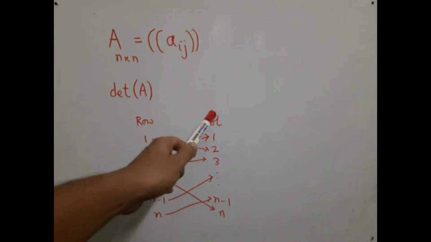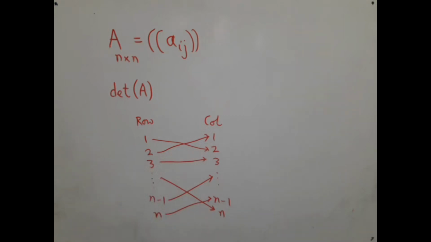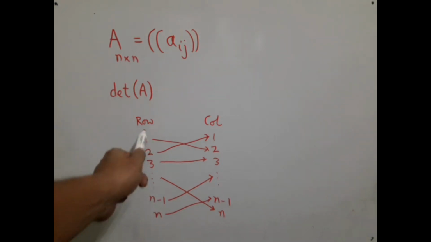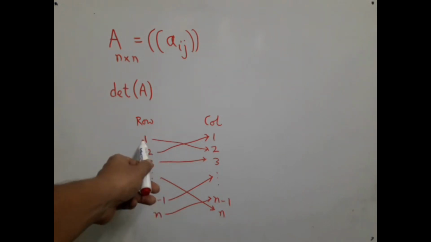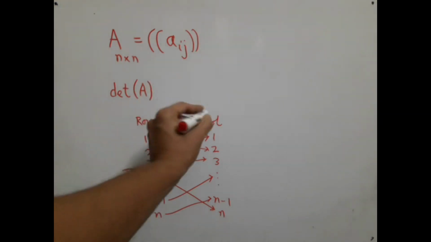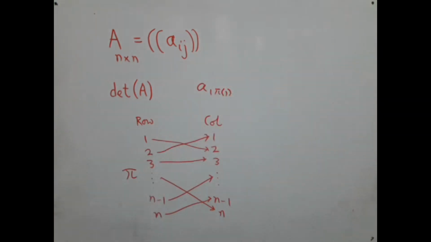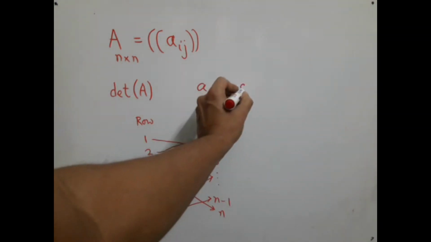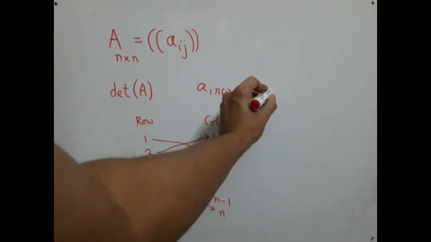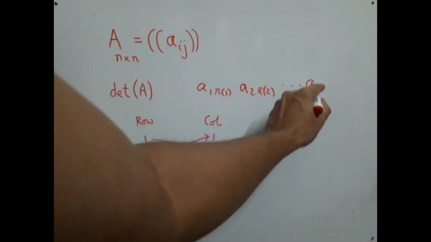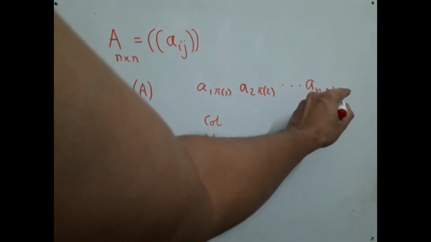I first list all the rows 1 to n and all the columns 1 to n and take any permutation of them. So I take a bijection. Suppose I call this bijection pi. In that case, this will govern how I pick the entries. For example, here I pick A1,2. So in general, I will be picking A1 pi 1. Similarly, A2,1, that is A2 pi 2. Going on like this, I will pick An pi n.